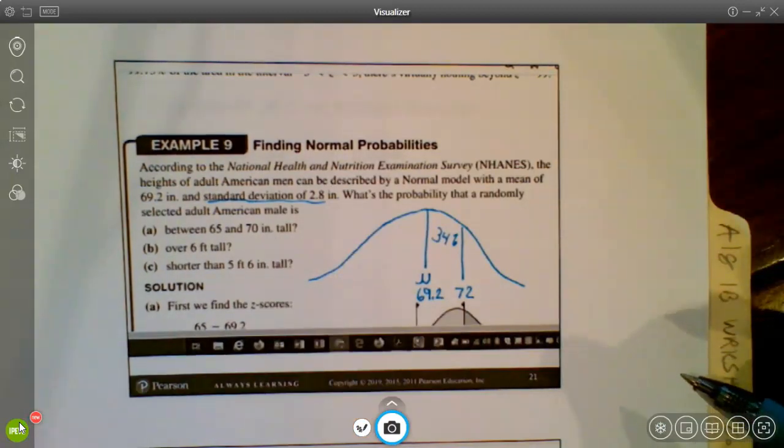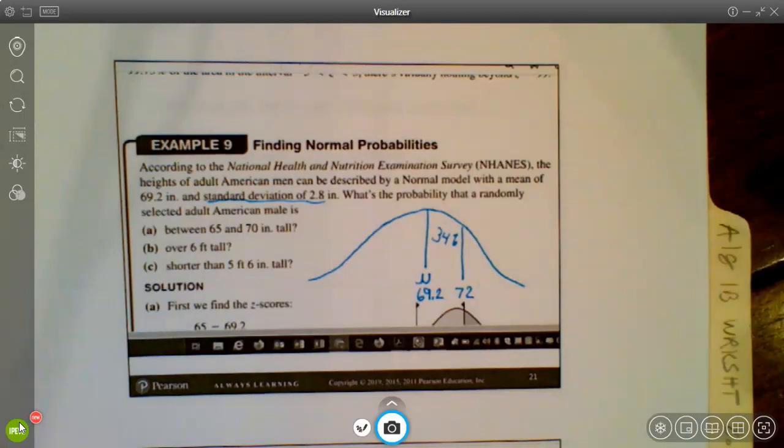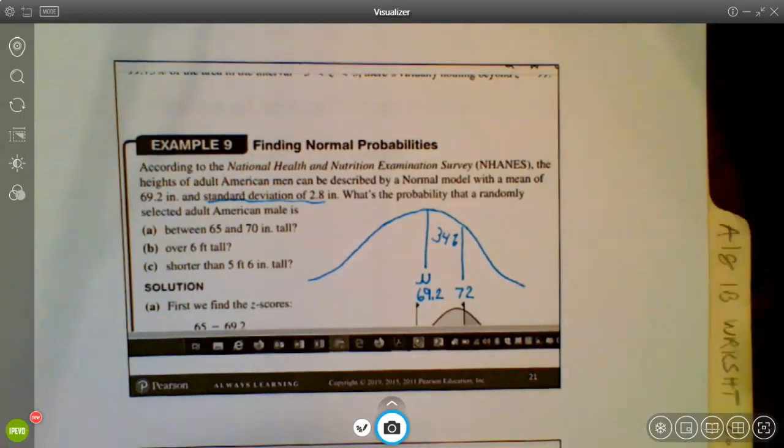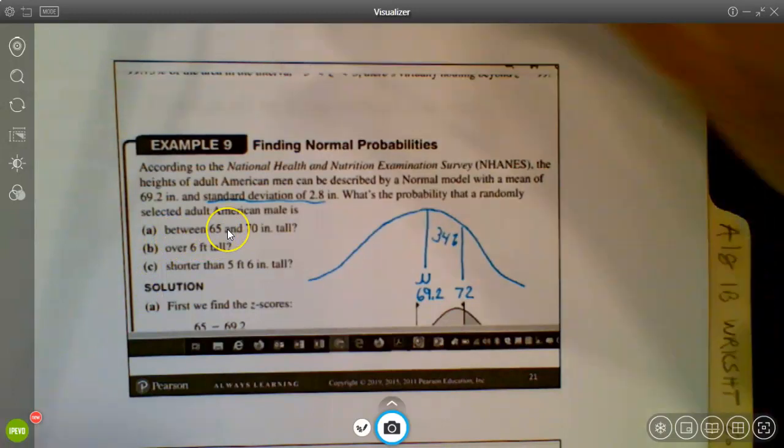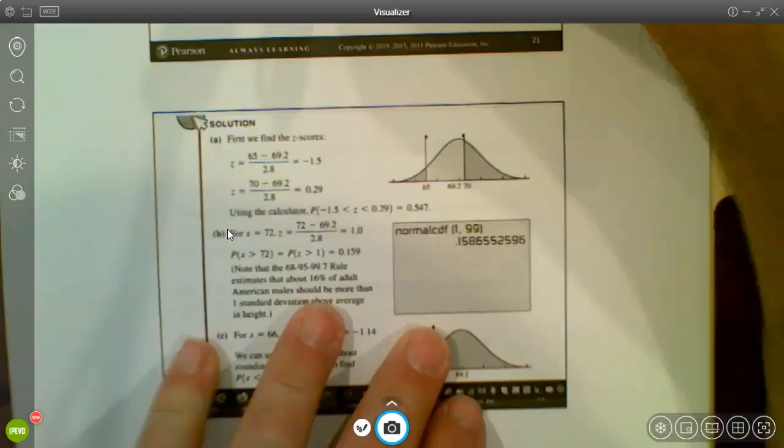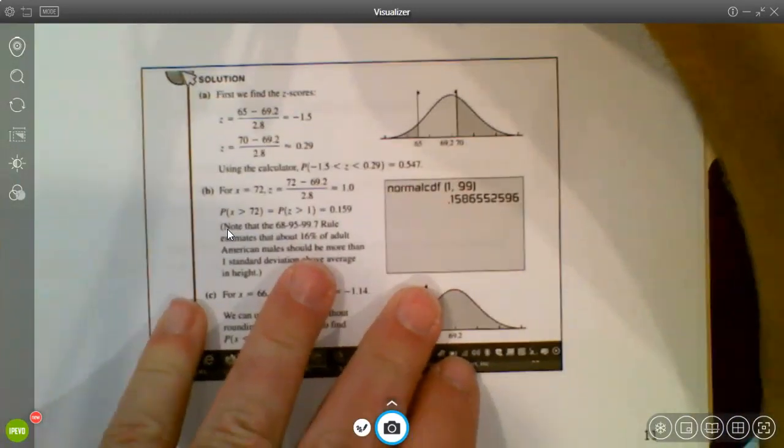Okay, and so this is where z-scores come in. So I want to show you how it works with the z-score, but I also want to show you a quicker way of doing it. Okay, and so looking at this example, here's kind of the process that they're going to introduce to us.